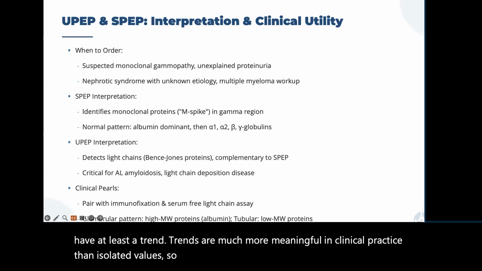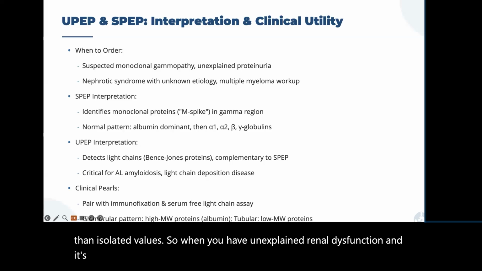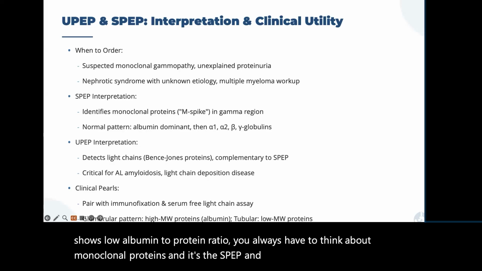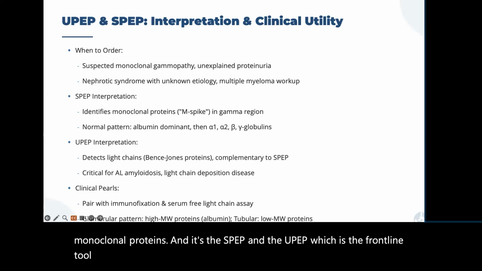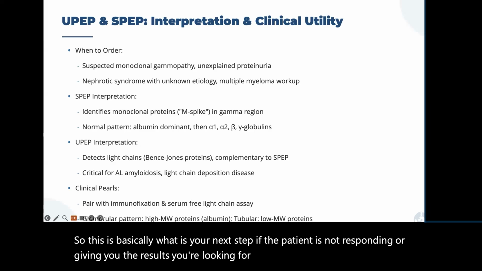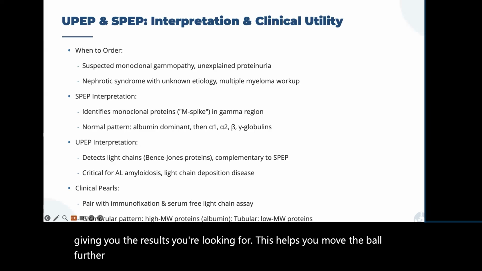So when you have unexplained renal dysfunction and it's accompanied by proteinuria that's not albumin predominant, or it shows a low albumin to protein ratio, you always have to think about monoclonal proteins, and it's the SPEP and the UPEP, which is the frontline tool for screening for these conditions. So this is basically what is your next step if the patient is not responding or giving you the results you're looking for. This helps you move the ball further down the field.